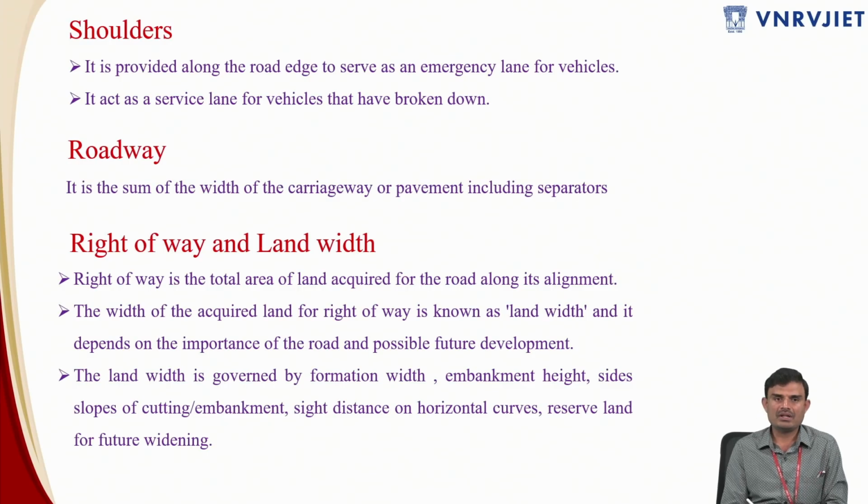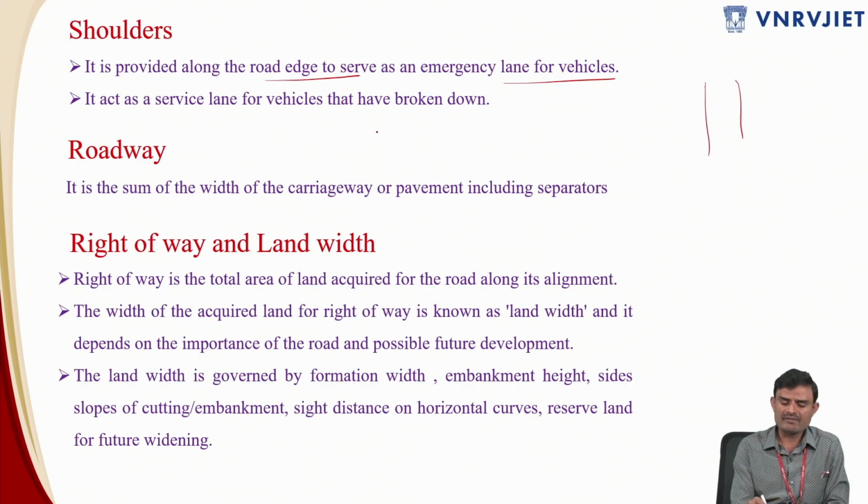And next, coming to the next cross section element, which is the shoulder. Okay, the shoulder is adjacent to your carriageway. It is provided along the road edge. So you have a road over here, and at the edge of the road you are going to provide an emergency lane for vehicles. It can be used as an emergency lane, or sometimes also for movement whenever possible. It also acts as a service lane for vehicles that have broken down. When vehicles are in breakdown condition, they can park for some time on the shoulders. So that is regarding the shoulders.